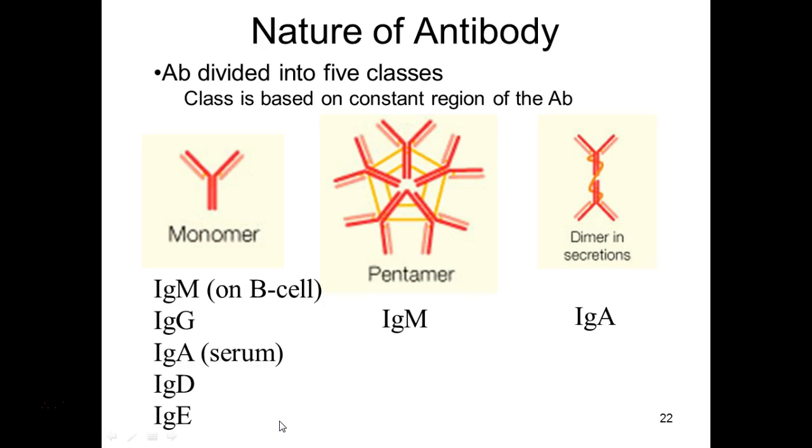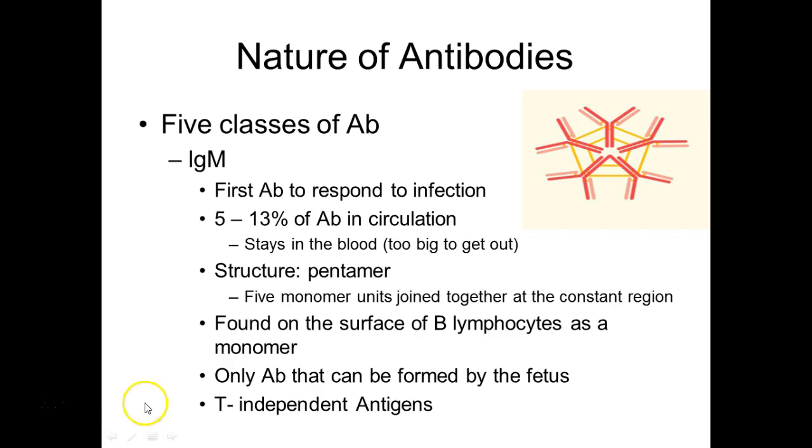What am I doing on time? So IgM, right, the first antibody that you produce, you actually can produce this as a fetus. It's the only antibody class the fetus makes. And again, we don't have to worry about it affecting mom. It doesn't cross the placenta, so it stays in the baby. It makes up about 5 to 13% of the antibodies in your circulation. Again, stays in your blood, though. Too big to get out.